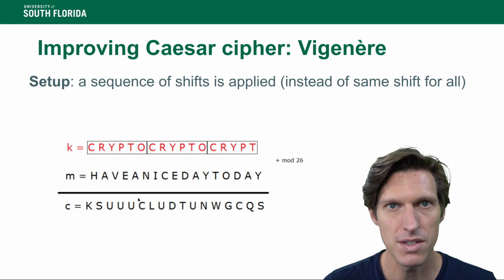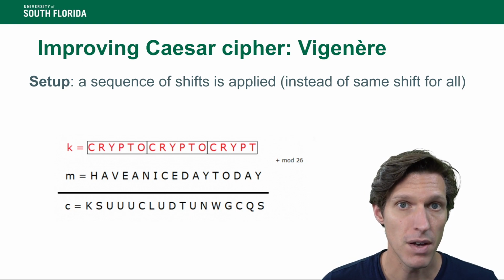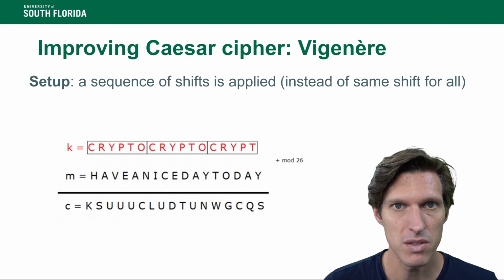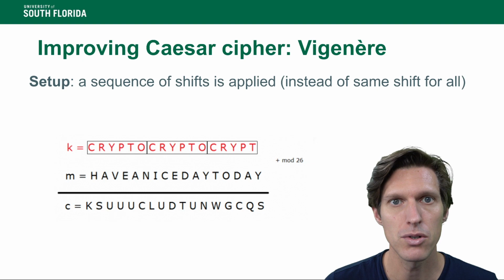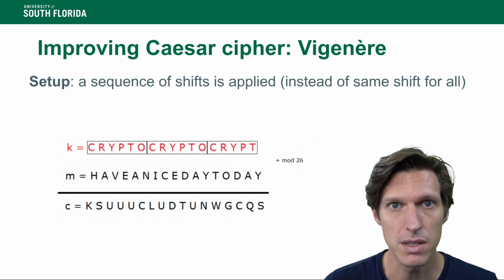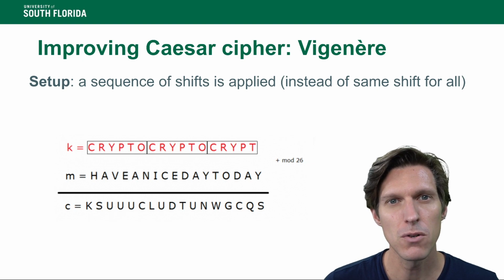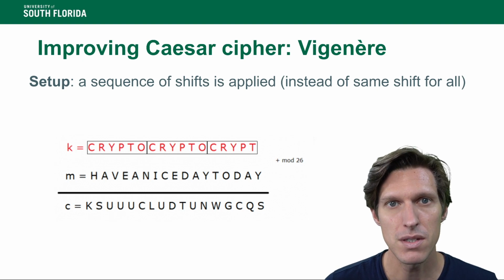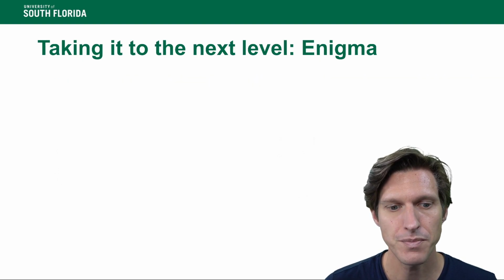Now, it has the advantage compared to the Caesar cipher of increasing the size of the set of possible keys, because now it's no longer just one shift but a sequence of shifts. So there are many more choices. But the statistical flaws, the statistical biases that we observe for the Caesar cipher, are essentially still there. So it's not really the solution to make the Caesar cipher secure.